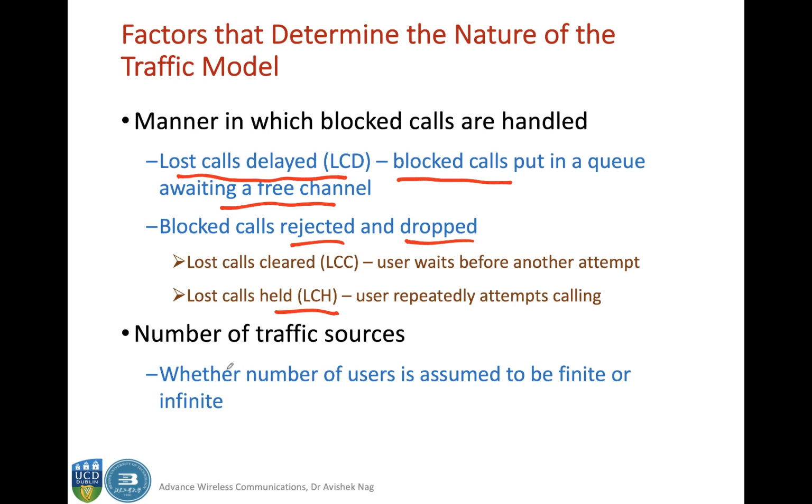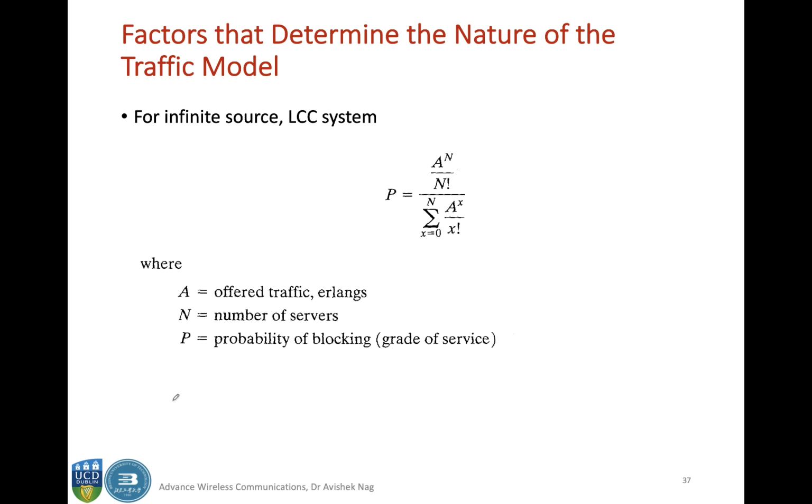And then you also have to determine whether the number of users is assumed to be finite or infinite. So based on all these factors, whether it's a lost calls delayed assumption, a lost calls cleared assumption, or a lost calls held assumption, and whether your number of users is finite or infinite, you can define your probability of blocking in terms of your A, which you calculated as lambda times h, and the total number of servers n. For example, if you assume infinite source and a lost call cleared system, then your probability of blocking P is given by this formula.